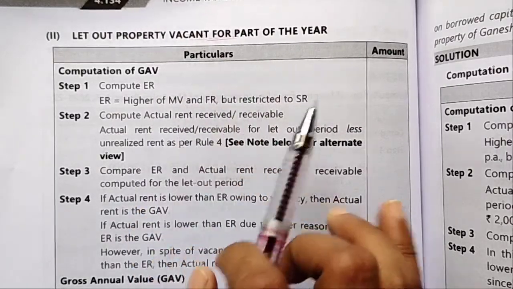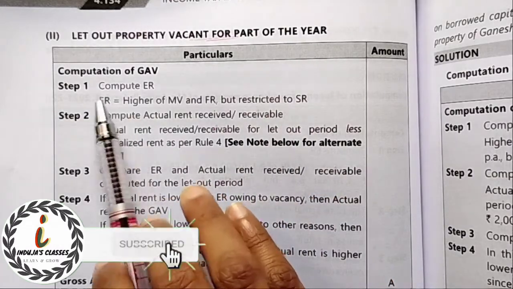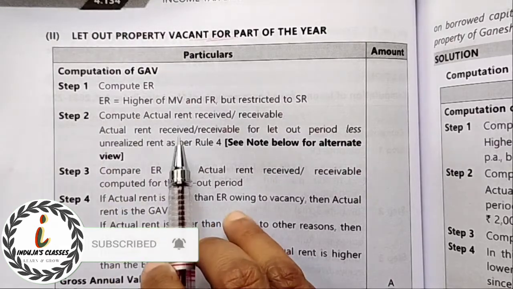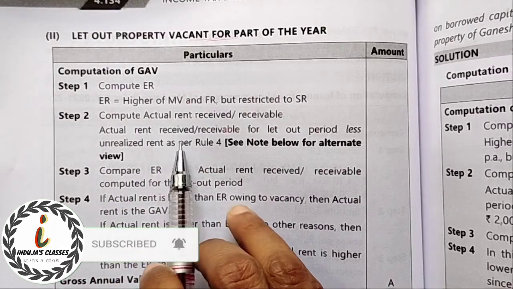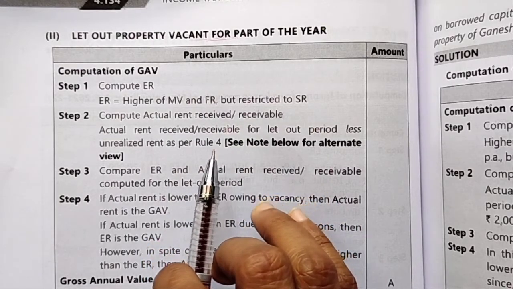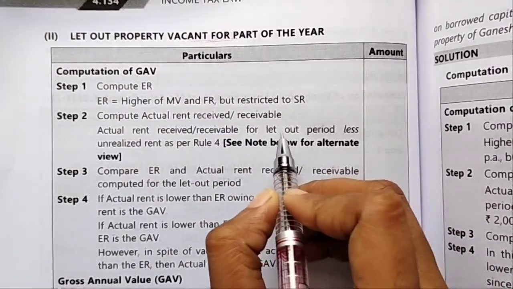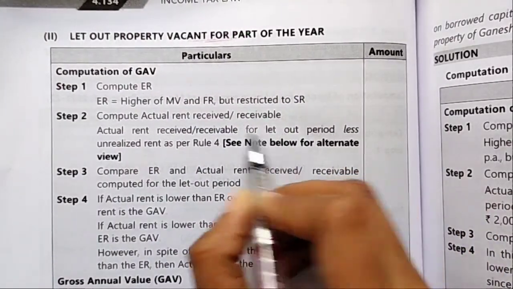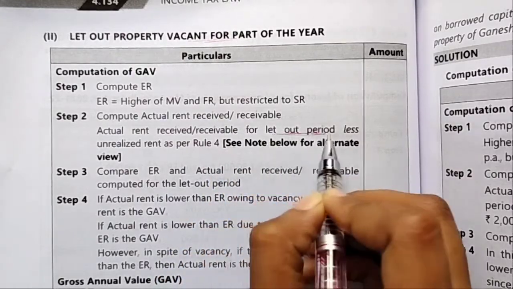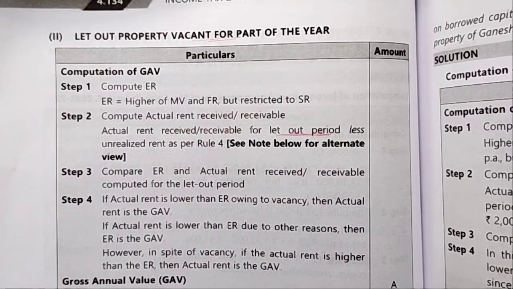Here also first we have to compute the GAV. For computing the gross annual value, the first step is to find the expected rent. It is similar to the previous one. That is, compare the municipal value and the fair rent and whichever is higher, but it is restricted to standard rent. The second step is to compute the actual rent received or receivable less unrealized rent for the let out period. So here, for how much period you have let out, the actual rent received or receivable for that let out period will be computed.